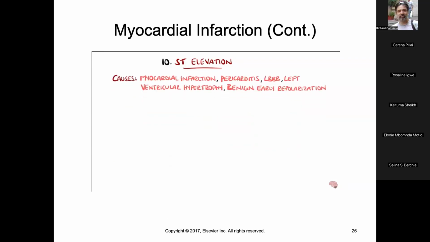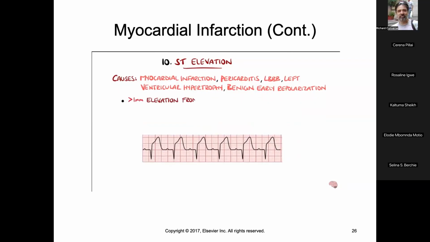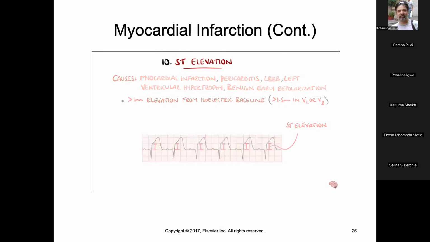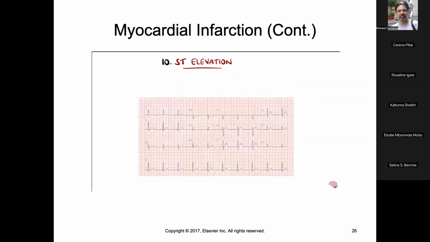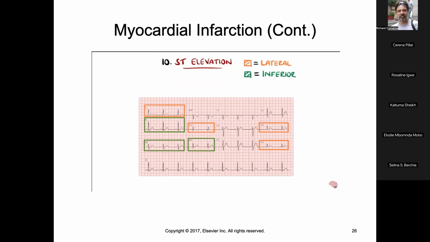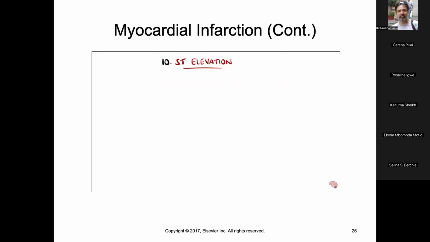Typically, the elevation is defined as more than 1 millimeter from the isoelectric baseline in any lead, apart from leads V2 and V3 that generally require at least 1.5 millimeters. Also remember that different leads represent different territories of the heart. Leads 1, AVL, V5, and V6 are lateral leads. 2, 3, and AVF are inferior, while V1 to V4 are anterior and septal. For a posterior view, additional chest leads V7 to V9 are needed.